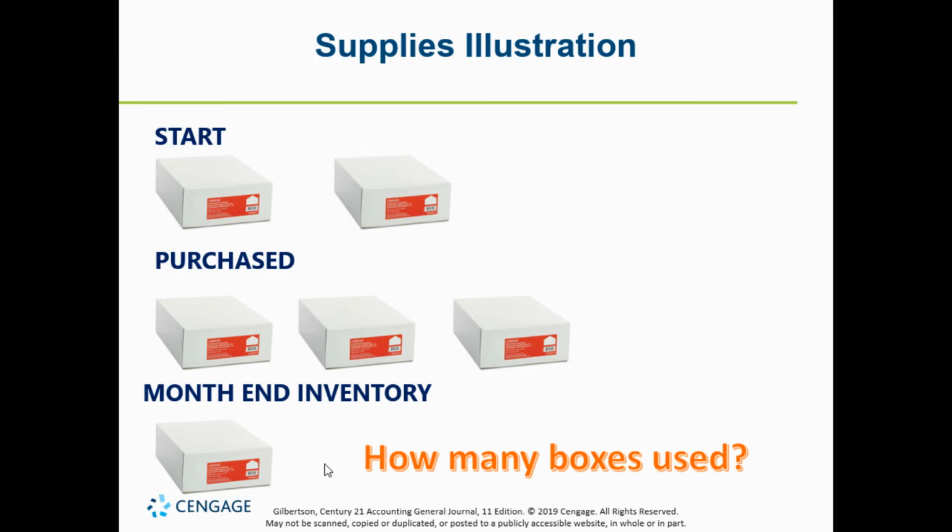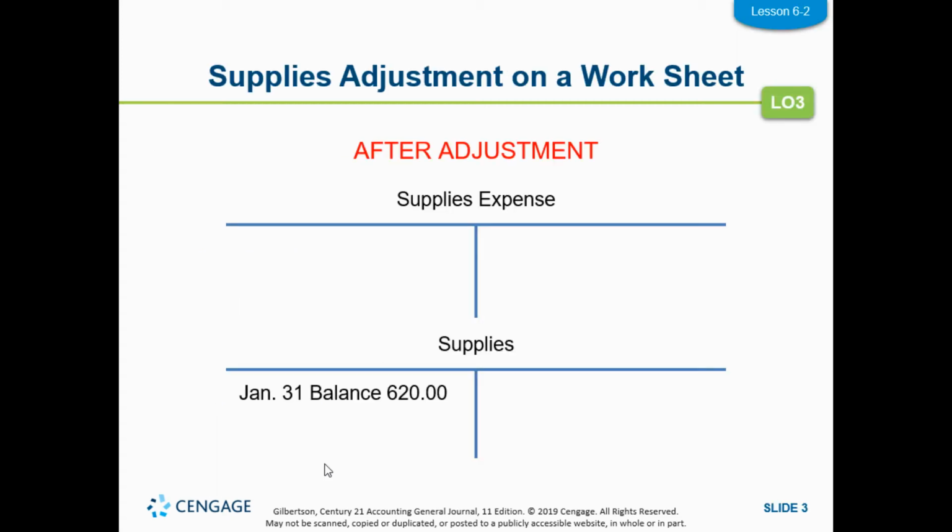And those 4 boxes are no longer in our supplies asset. They now would become expenses in our expense area for supplies expense. So we're moving from supplies, an asset, to supplies expense, which is now an expired asset and a cost of doing business. We had 1 box left.